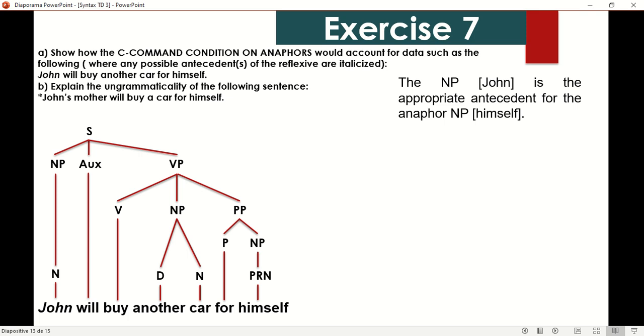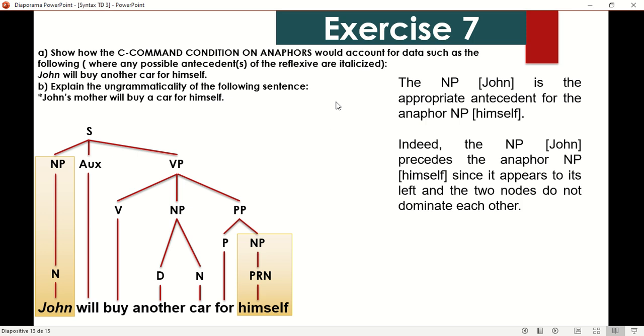So let's see. The NP John here is the appropriate antecedent of the NP himself here. Why? Indeed, the NP John precedes the anaphor NP himself. What is precedence? We said it should appear to the left. It is to the left of himself, and they do not dominate each other. John does not dominate himself. Himself does not dominate John.